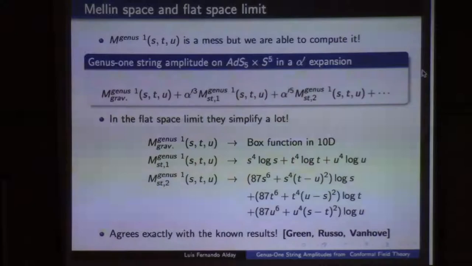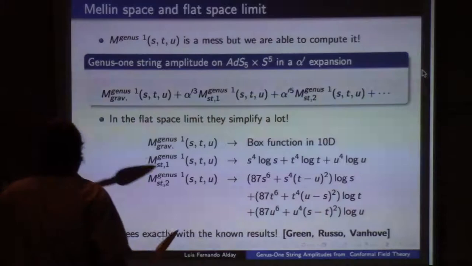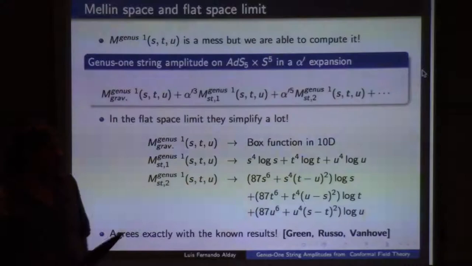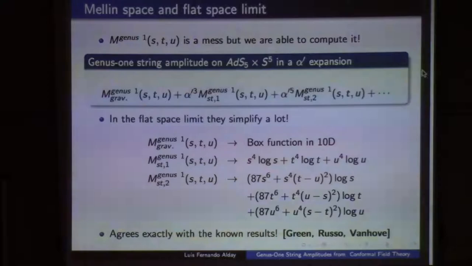This is this monster on AdS5 plus S5, and we take the flat space limit of it. If you take the flat space limit of the supergravity result, you get exactly the box function in 10 dimensions, which is the one loop result for type IIB supergravity on flat space. You go to these papers of the 80s, and they compute this. It's terrible. So you may be used to the fact that the box function is easy. That's true only in 4 dimensions. The box function in 10 is quite complicated. And we precisely obtain that expression.